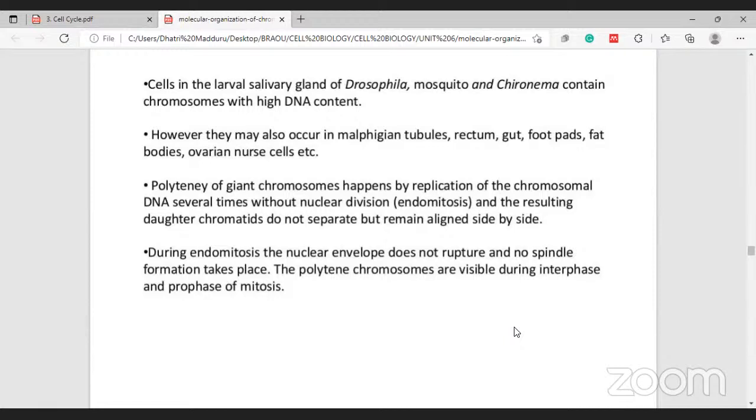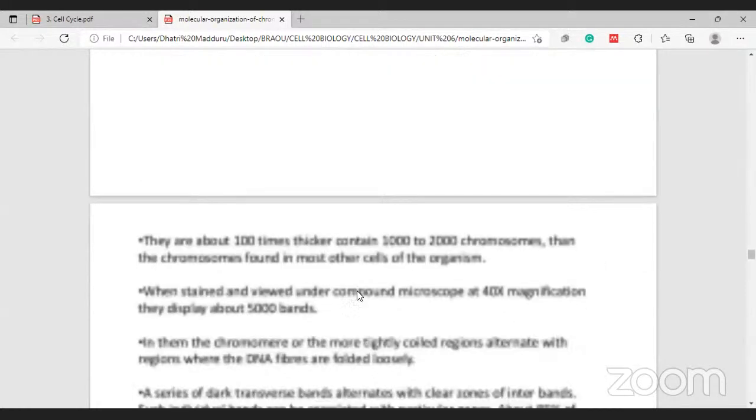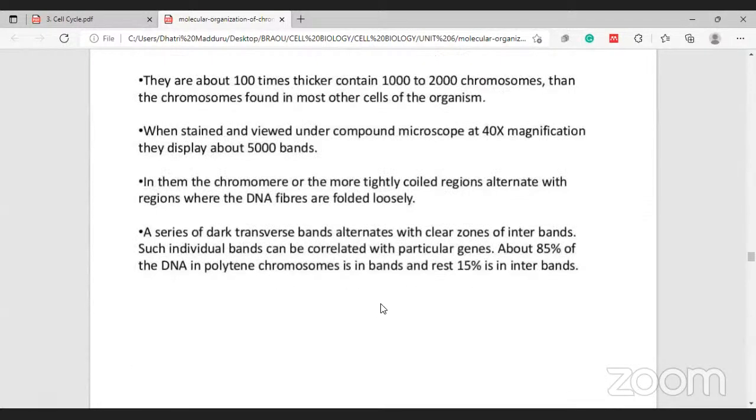These polytene chromosomes can be seen in interphase or prophase of mitosis. They are 100 times thicker and contain 1000 to 2000 strands compared to chromosomes seen in other organisms. There are tightly coiled regions, and DNA fibers which are folded loosely. When stained, they will appear as dark bands.